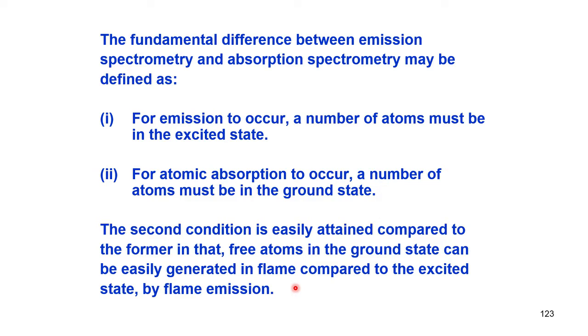for atomic absorption to occur, a lot of atoms must be in the ground state. The opposite also should be true. So, what we are saying is, for emission to occur, I must have a lot of atoms at the higher energy level. For absorption to occur, I must have a lot of atoms in the ground state. So, from the ground state, atoms absorb energy and go to the higher energy state. From the higher energy state, they emit the radiation and come down to the ground state.